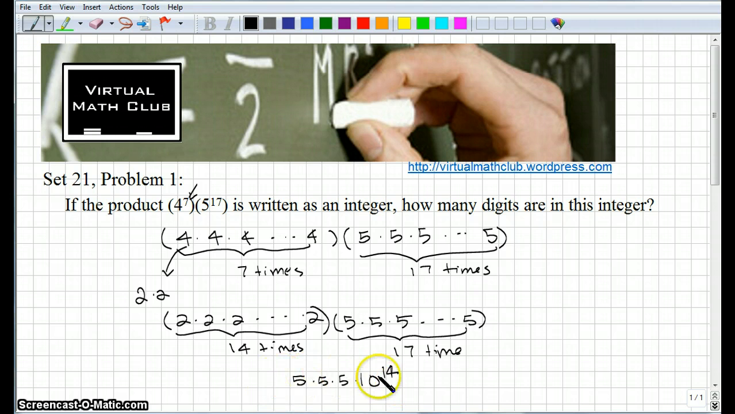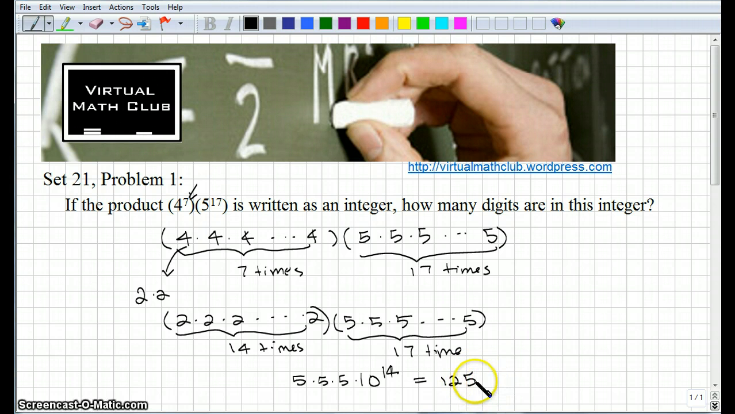That's the key to the problem, recognizing that multiplication is commutative, which means you can pair these numbers in any order you want to. So anytime you multiply 2 times 5, you get a 10. And 10 times 10 times 10, you just keep adding zeros to a 1. And then we have 3 5s left over, and that's equal to 125.